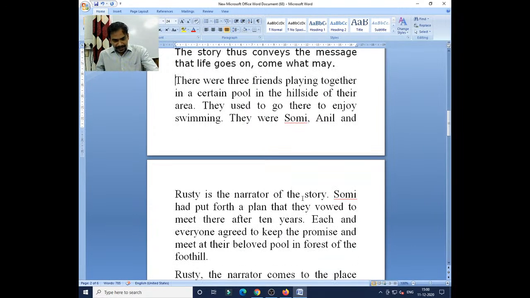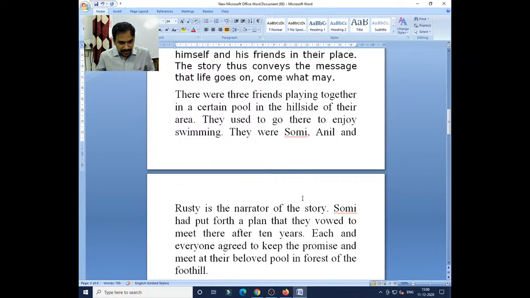Now, in detail, the story is given. You see what happened. Once more, we can discuss. There were three friends playing together in a certain pool in the hillside of their area. They used to go there to enjoy swimming. They were Somi, Anil, and Rusty.